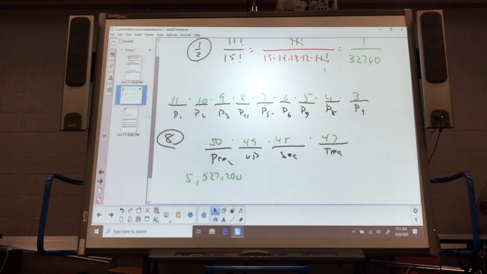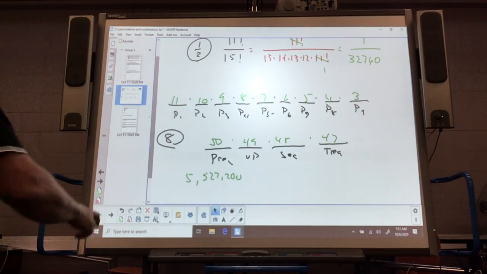Today we're going to still utilize the idea of counting principle, but we're going to look at it a different way in regards to what's called combinations and permutations. Combinations and permutations.